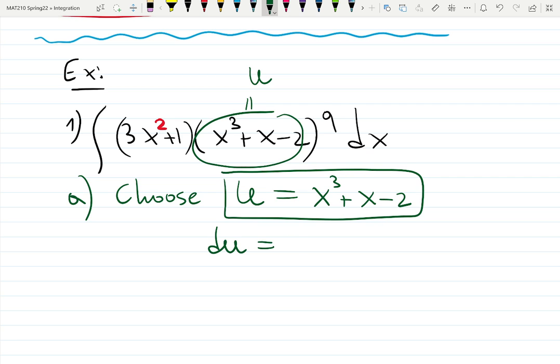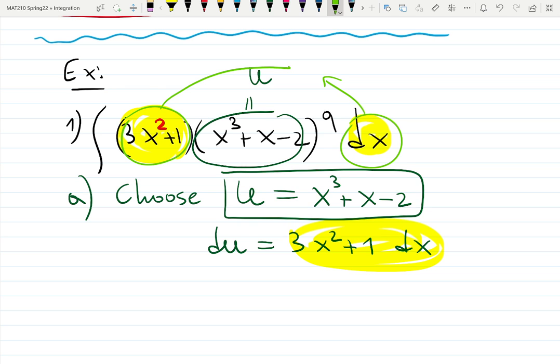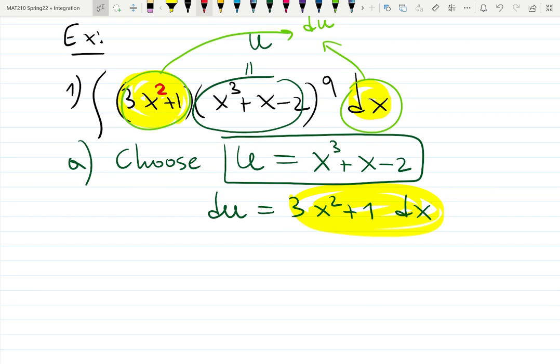Next step, find du, which is 3x squared plus 1 dx. And now you choose the method you like. I like explaining it this way: I need dx multiplied by 3x squared plus 1, and I have it here. So this is a perfect du. Or another way, you solve for dx. If you like this way, do this way. dx will be 1 over 3x squared plus 1 du, and that will cancel out with 3x squared plus 1.